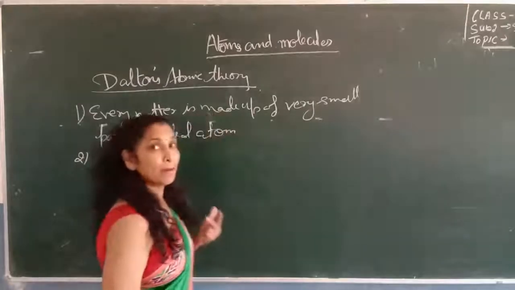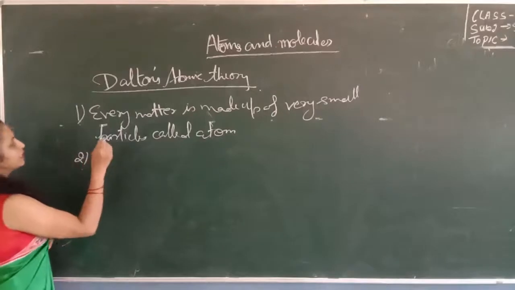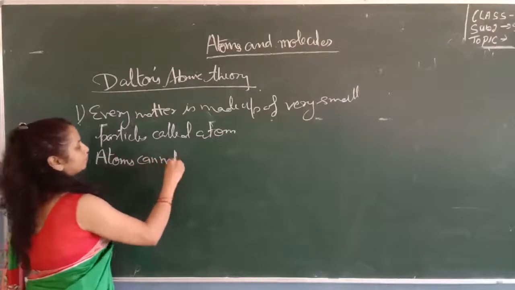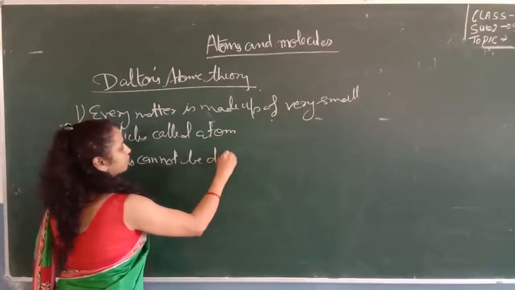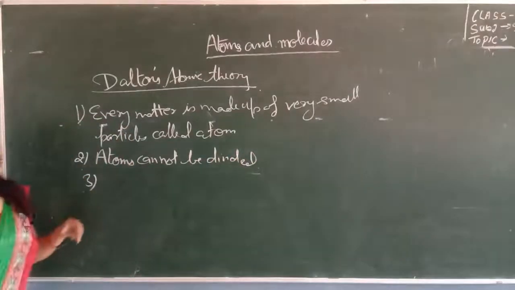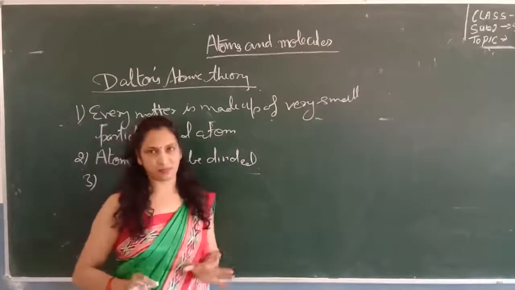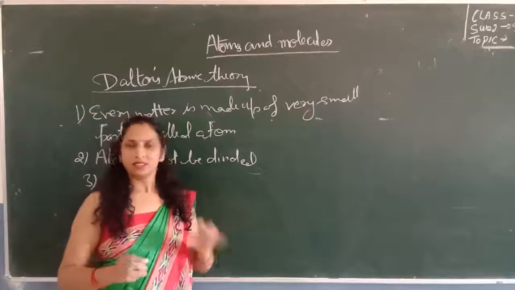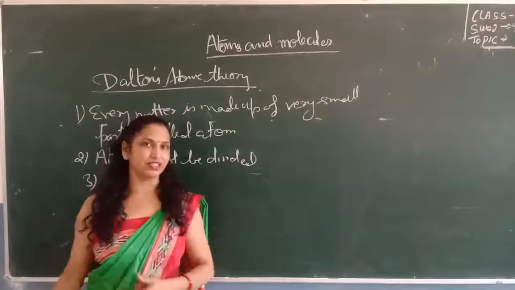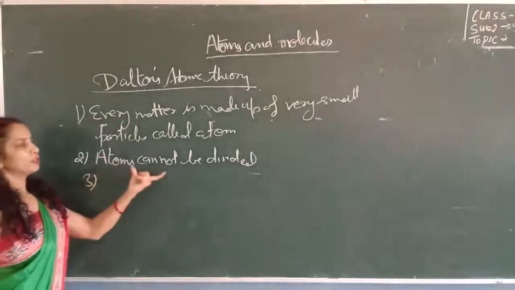Second is atoms cannot be divided. According to Dalton, atoms cannot be divided. At the time of Dalton, it was thought that the atom cannot be further divided. It means this is the smallest particle. If we divide any metal, the smallest particle we get after the further division is the atom.